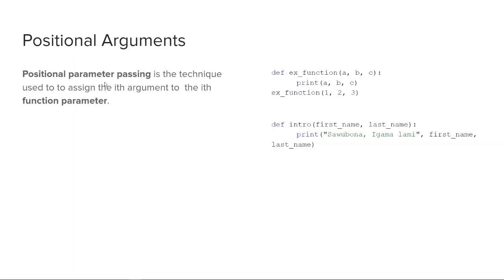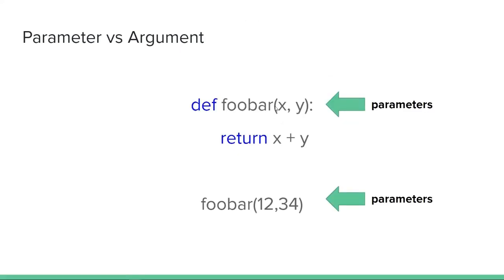So positional arguments, right, is a technique, or positional parameter passing, excuse me, where you assign the ith argument to the ith function parameter. And if we go back to this, this is our first parameter, and this is our first argument over here, 12. The 12 is going to go into the place of x, and then we have our second parameter, y, and therefore 34 will go into the place of y. All right, so we'll be returning the sum of 12 plus 34.